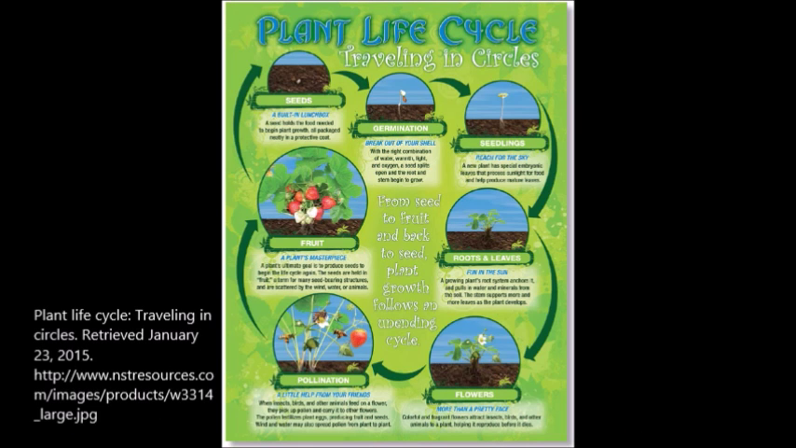Now we will look at the plant life cycle. The life cycle of a plant starts with a seed. Inside a seed is a tiny plant and some food. The plant uses the food as it starts to grow. Seeds need water, warmth, and air to grow. Next is the germination stage.